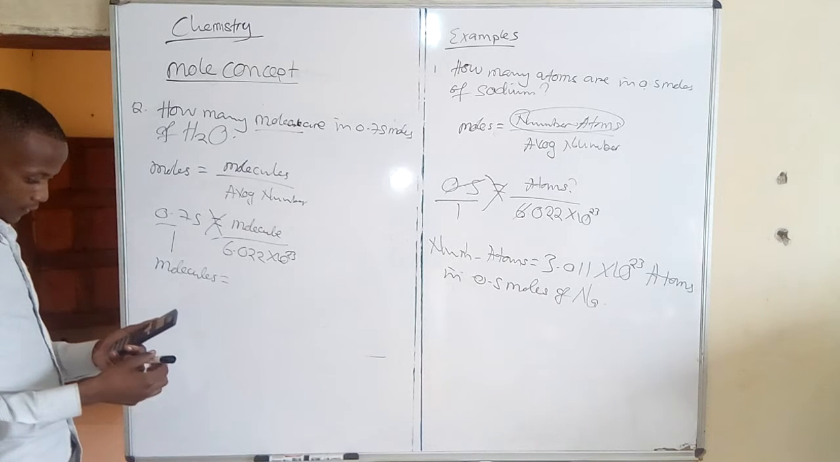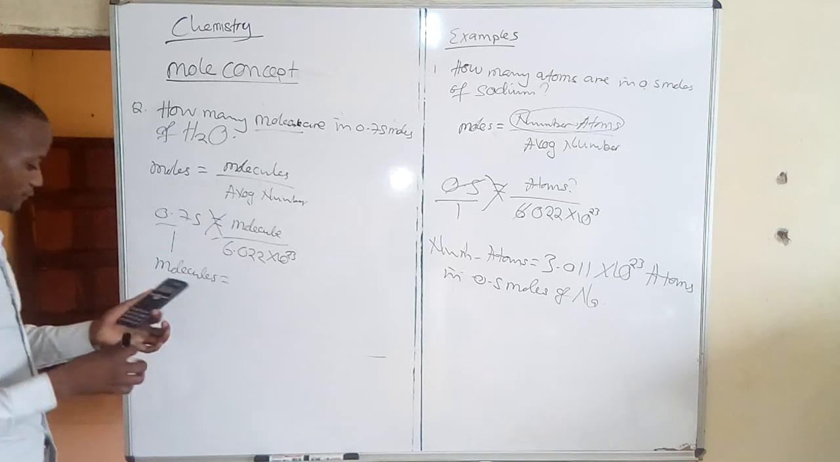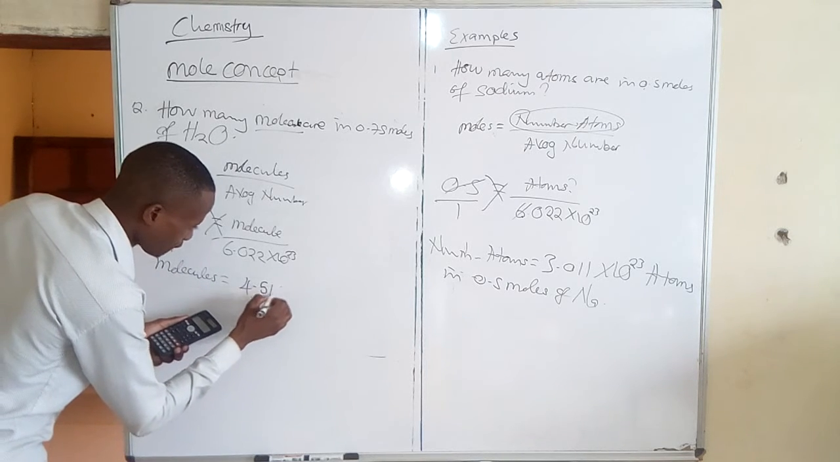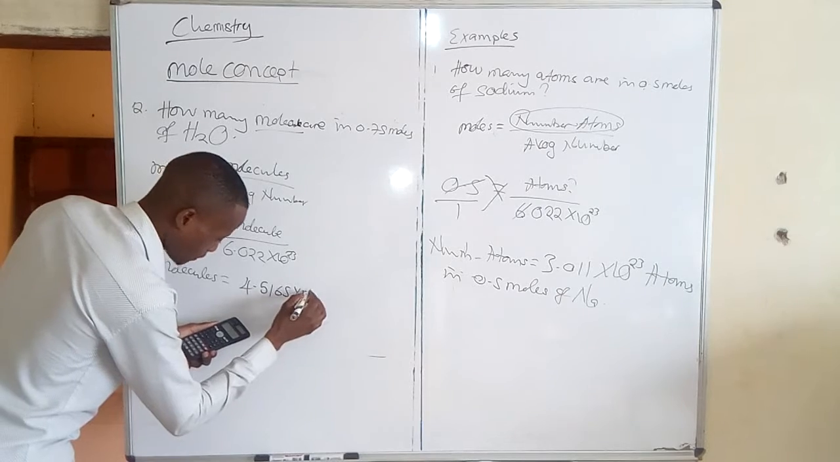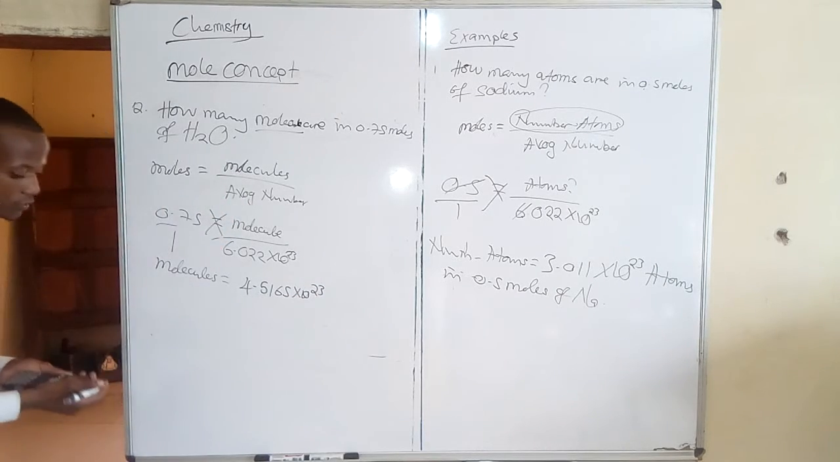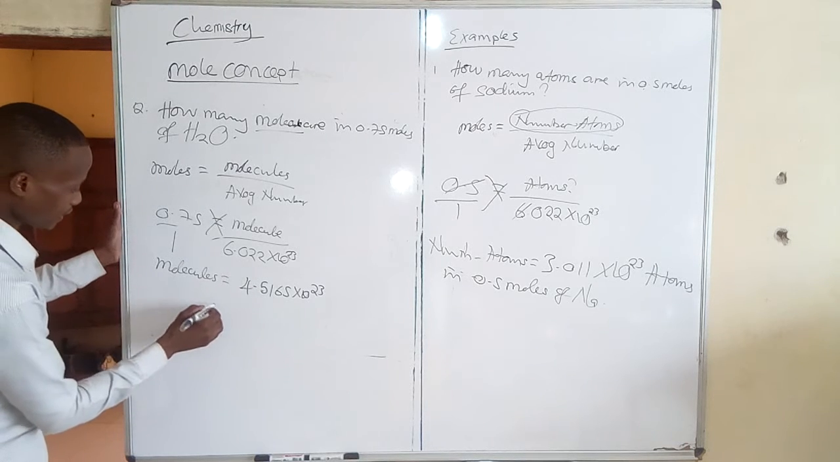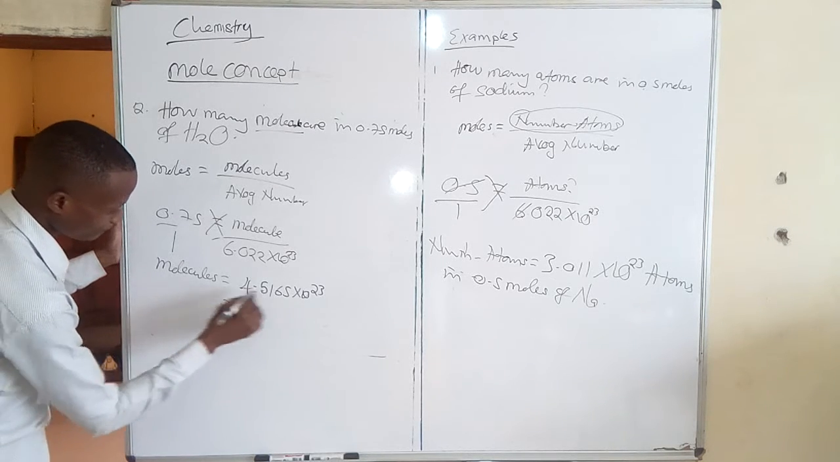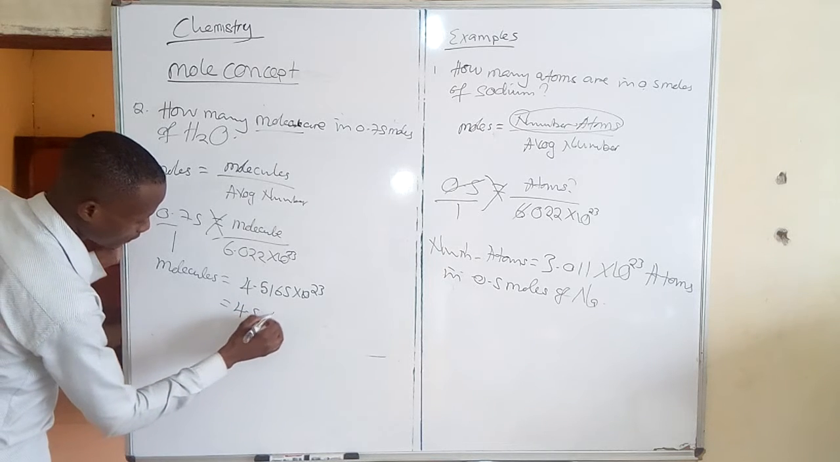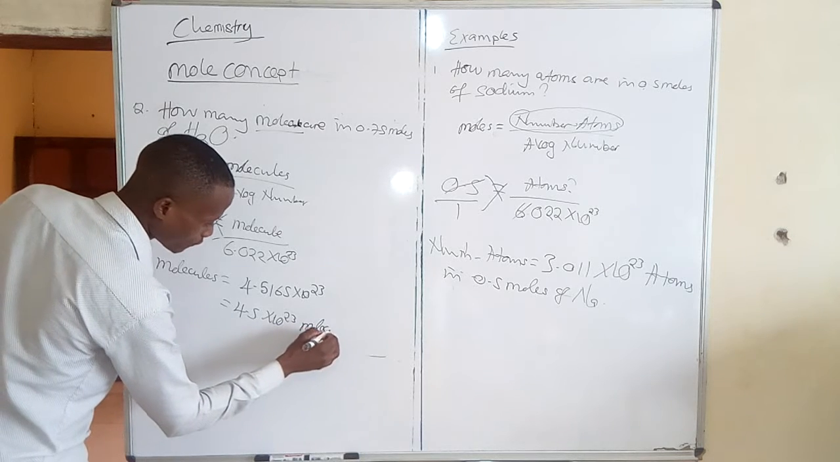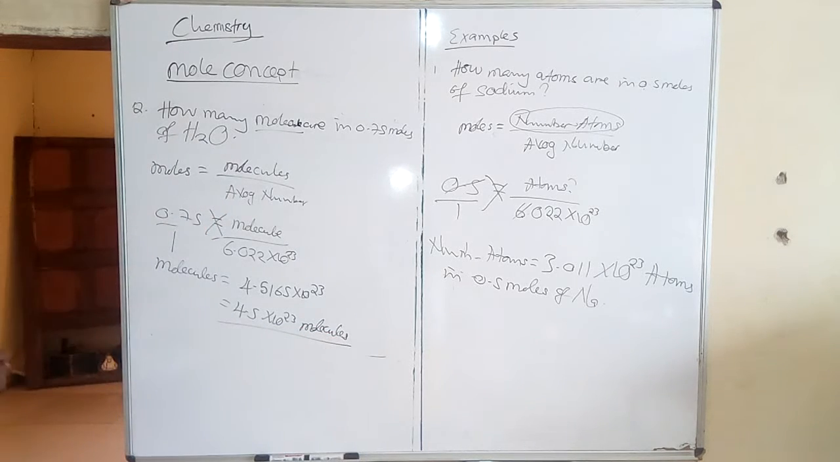So we have 4.5165 times 10 to the power 23. If you want to leave that one correct to two significant figures, 1, 2, we have 4.5 times 10 to the power 23 molecules. Okay, so follow it closely so that you can solve more questions.